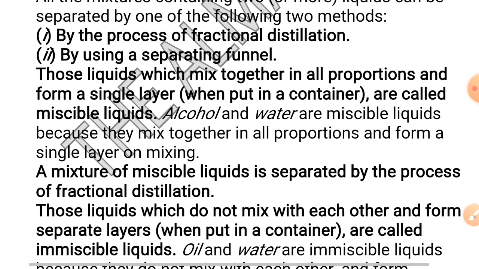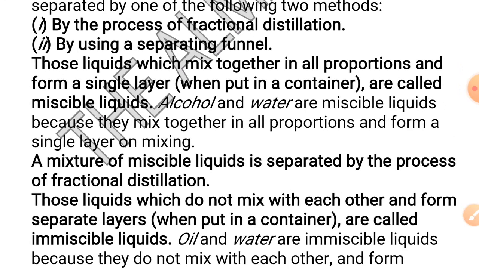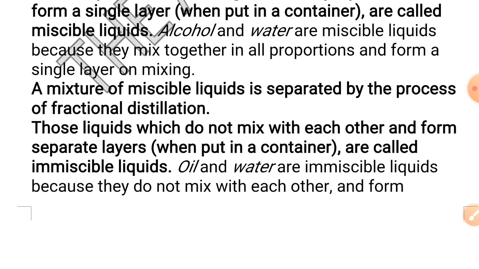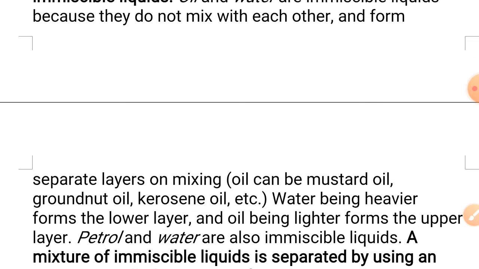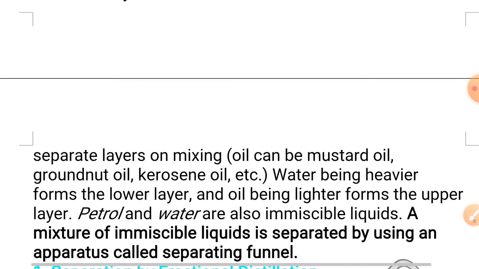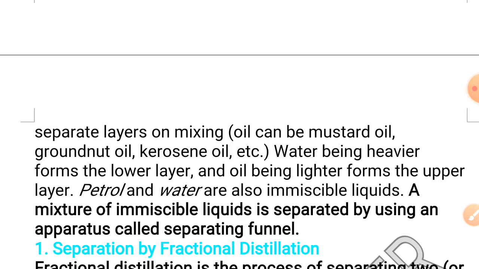Now the second term, those liquids which do not mix with each other and form separate layer when put in a container, that type of liquid are called immiscible liquids. An example for this kind of liquid is oil and water. Now these kind of liquids which are immiscible with each other can be separated by using separating funnel. Some more examples are your mustard oil, groundnut oil, kerosene oil, any kind of these oil if they are present in water, and you can say if petrol is present in water, so these all are your immiscible liquids.